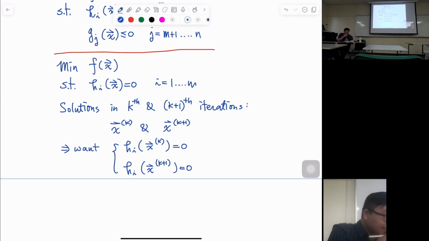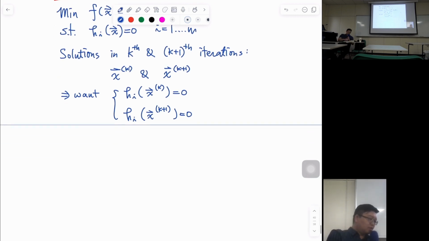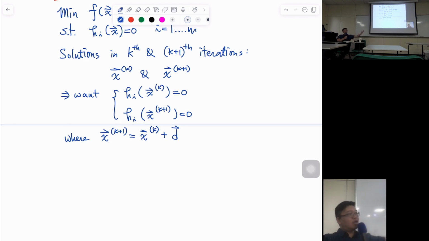We want this to happen. Based on what we have learned, especially for the gradient-based approach, it seems to have an approach like this, where we have a new optimization point that equals the previous one plus some kind of moving direction. Either it's Newton's method, conjugate gradient, or steepest descent.